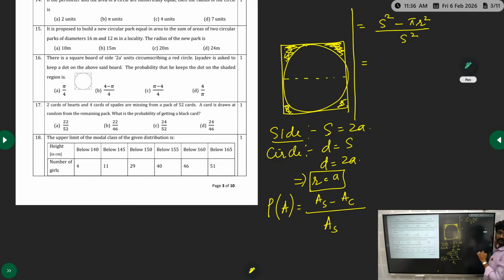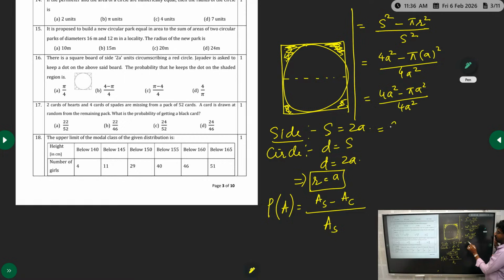What is the side value? 2a. What is 2a whole square? 4a square. Pi into what is the R value? a square, divided by again 4a square. So 4a square minus pi a square by 4a square. What is common? a square. 4 minus pi by 4a square. a square cancels. 4 minus pi by 4.